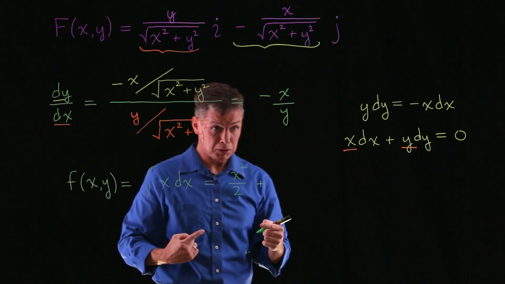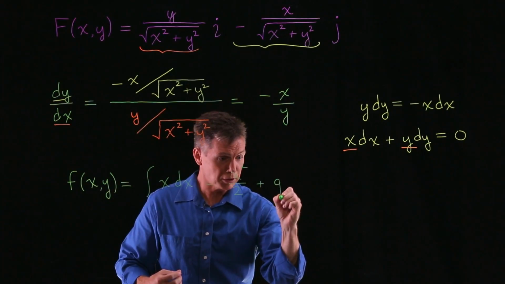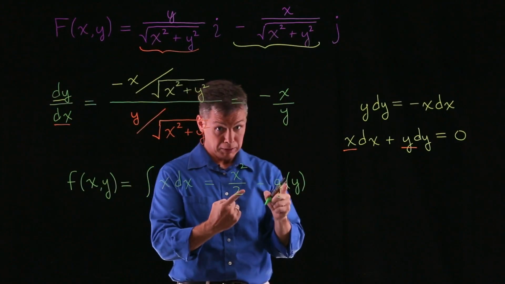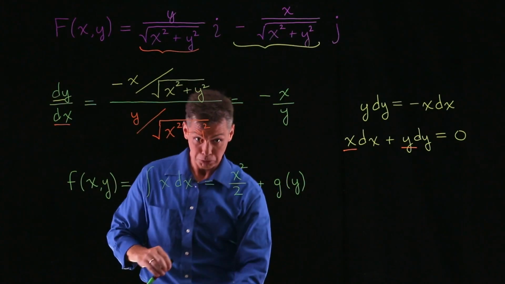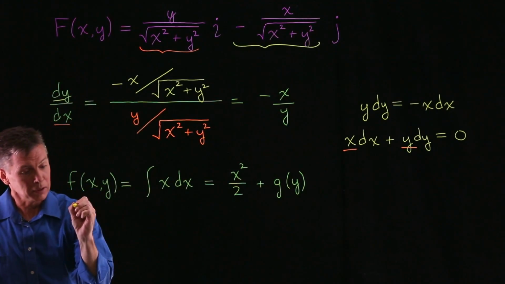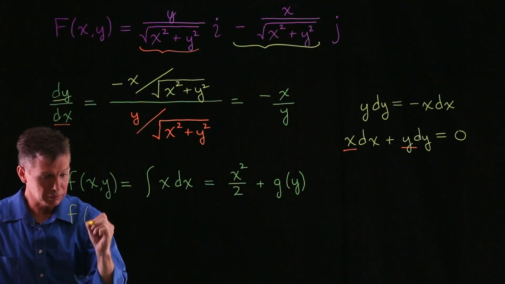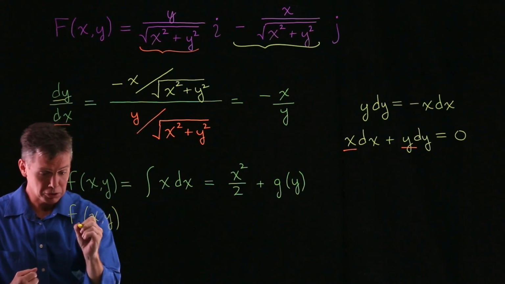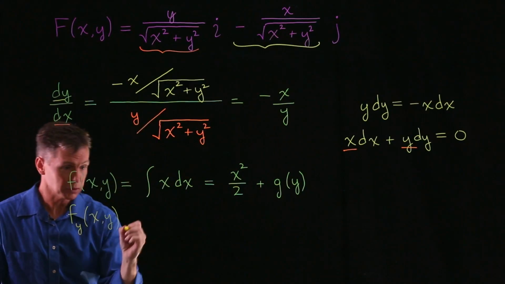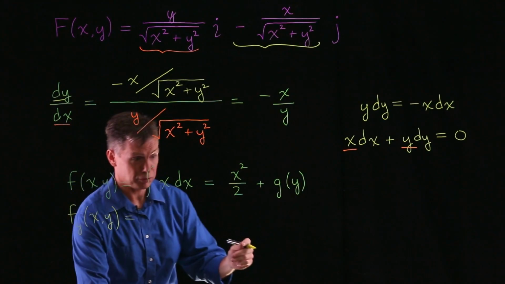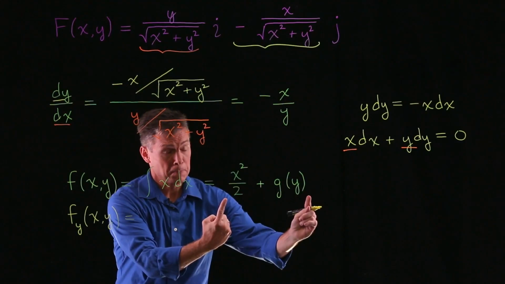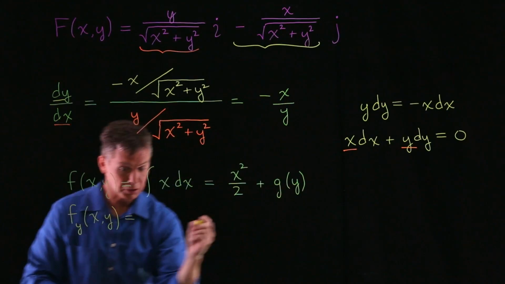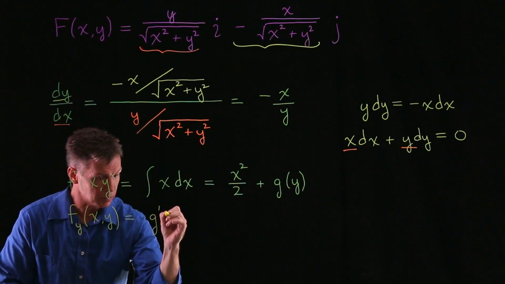Plus, remember with these that you tack on some function of the other variable, so in this case g of y. And we need to find that g of y. In order to do that, you take the partial derivative of your f of xy with respect to the other variable, the y in this case. I'm differentiating this expression with respect to y, so that blanks out the first term, and the second term becomes g prime of y.